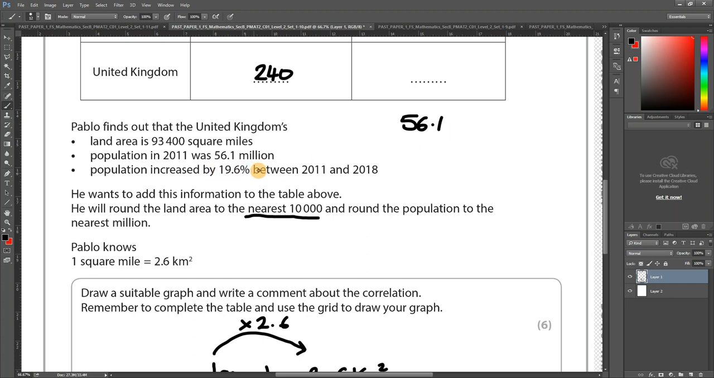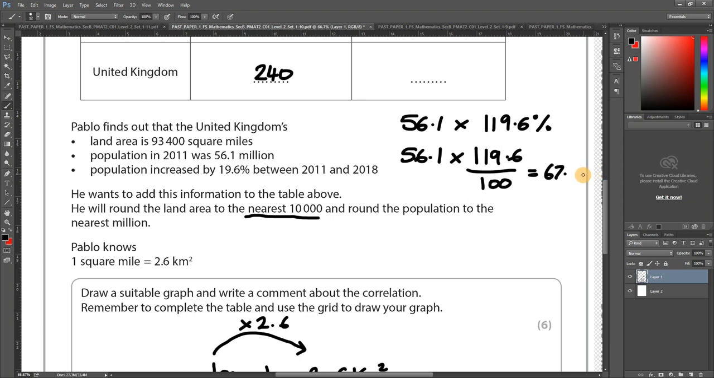So if it's an increase of 19.6%, I'm going to multiply it by 119.6%, because that's what I'll have in total. So that's the same as 56.1 times 119.6 over 100. Or I could have written it the other way around, 119.6% of 56.1. Makes no difference which way around. Just make sure that you're dividing by 100. So 56.1 times 119.6 divided by 100, which is 67.0956.